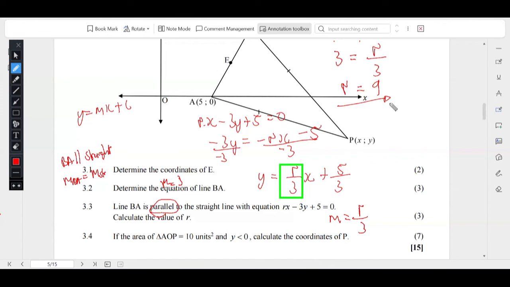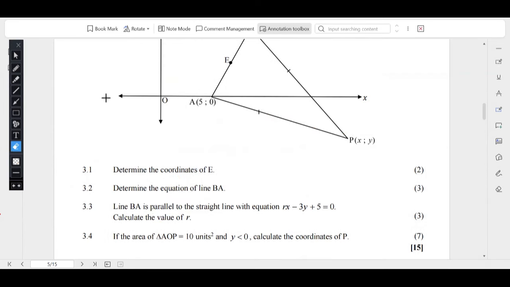So 3 marks. Now, they marked that you got this into standard form. And then, okay, standard form is this one here. So having this in standard form, it's a mark. And then having to identify that your gradient can be equated to 3, it's a mark. And then having to find your value of r, it's a mark. Right, so 3 marks. Now, 3.4, we have a very interesting question there for 7 marks, right?